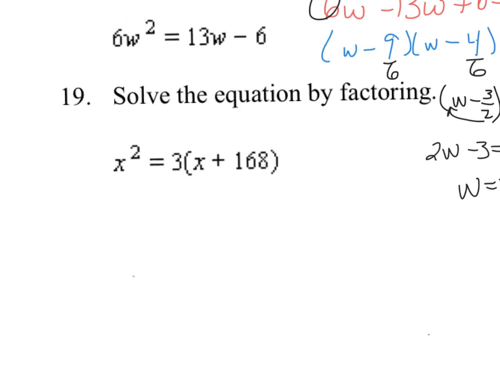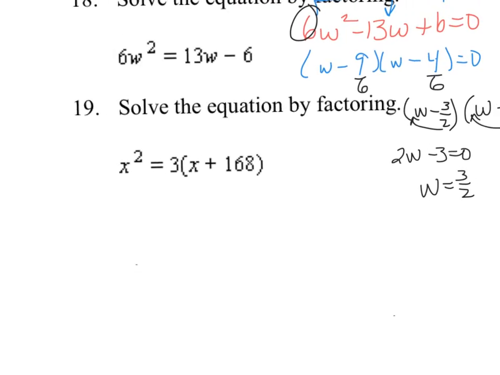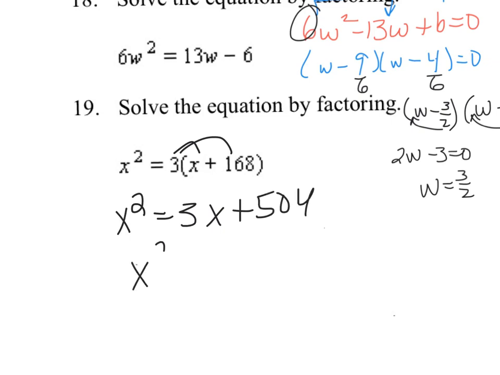All right, what do I do here? Solve the equation by factoring. What should I do first? Get everything on the same side. All right, let's distribute this. So I have x squared equals 3x plus what? Times 3. So I have 504. Then I move everything over like we said. So x squared minus 3x minus 504 equals 0. Guys, 504 is a huge number, is it not?